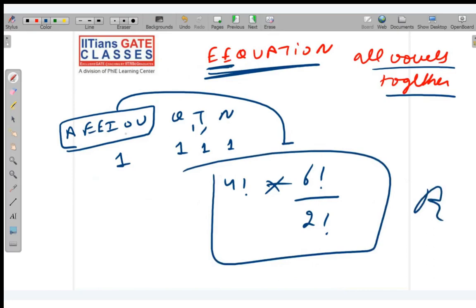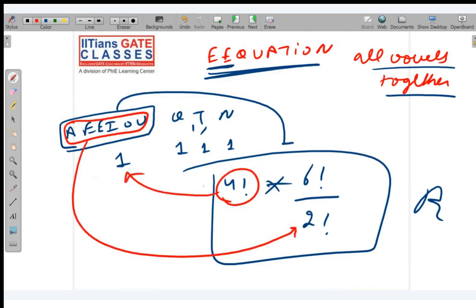Why 6 factorial by 2? Why 6 factorial by 2? Because of this thing I consider this. And why 4 factorial? 4 factorial because of this. Now take a snapshot. I will jump to the next slide.